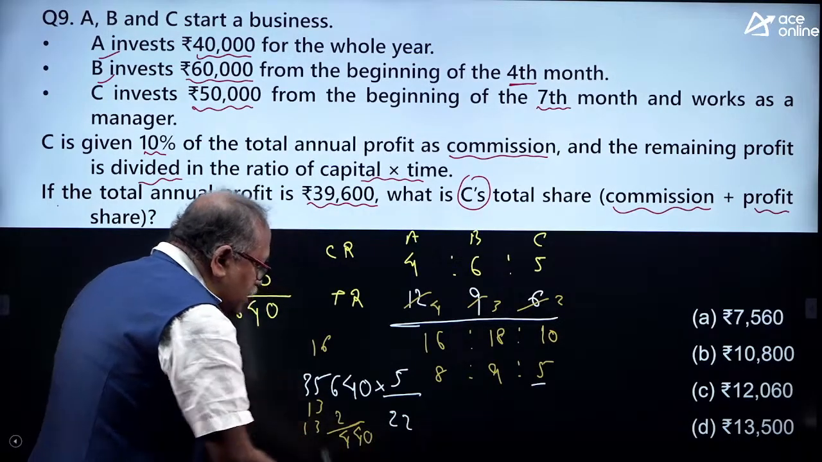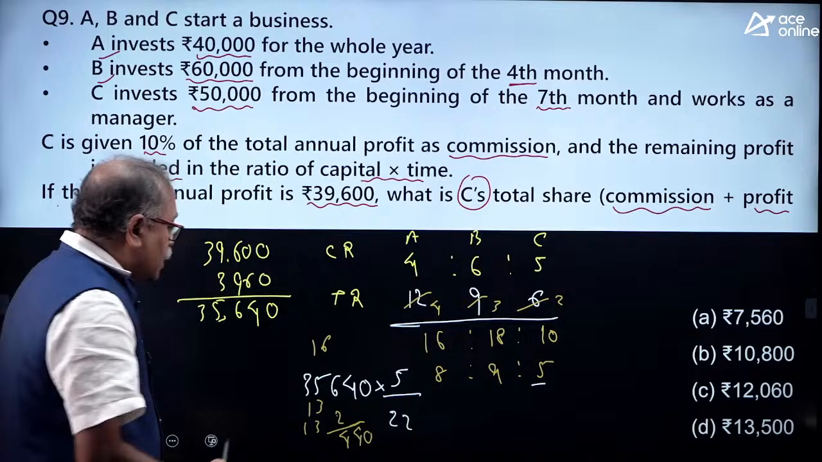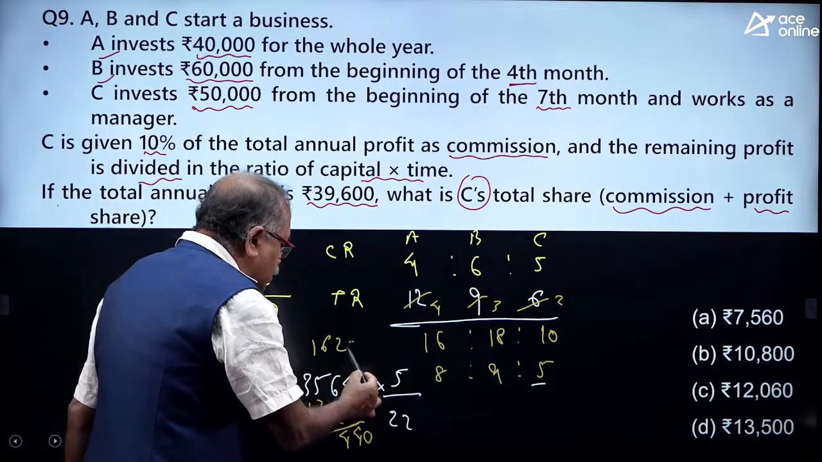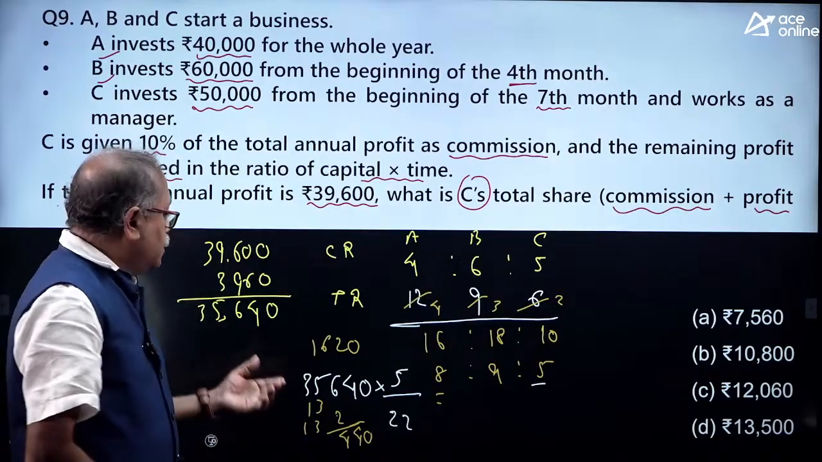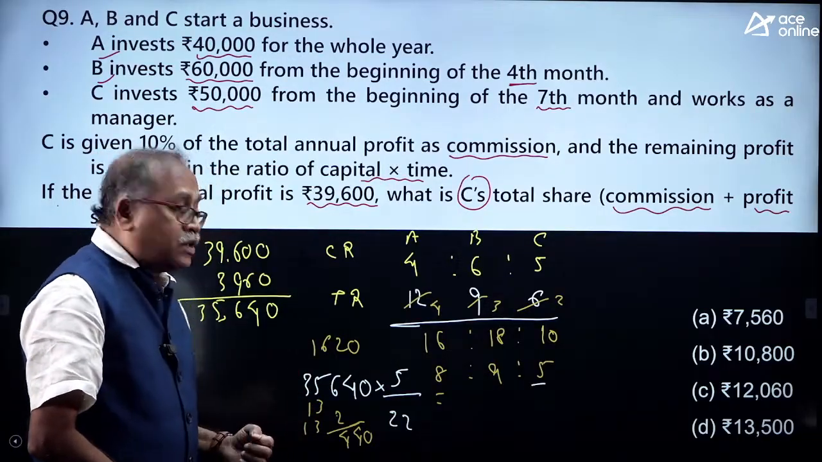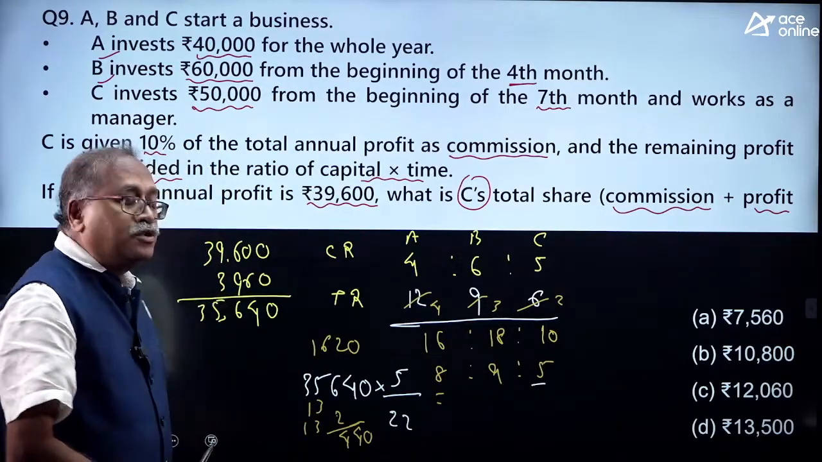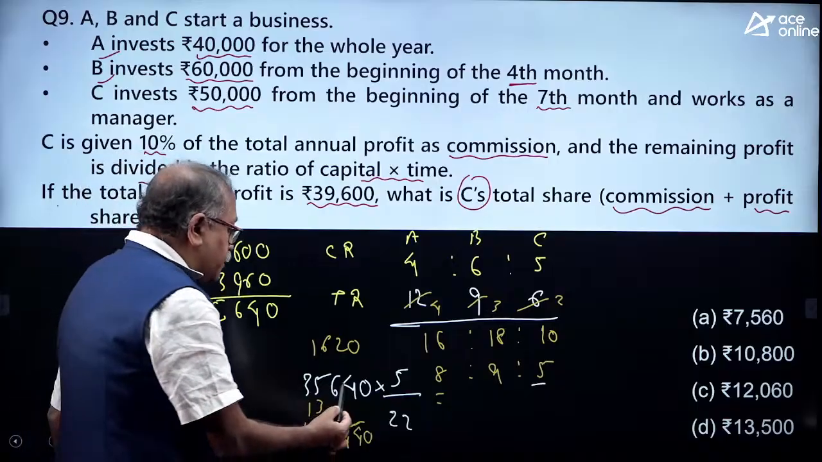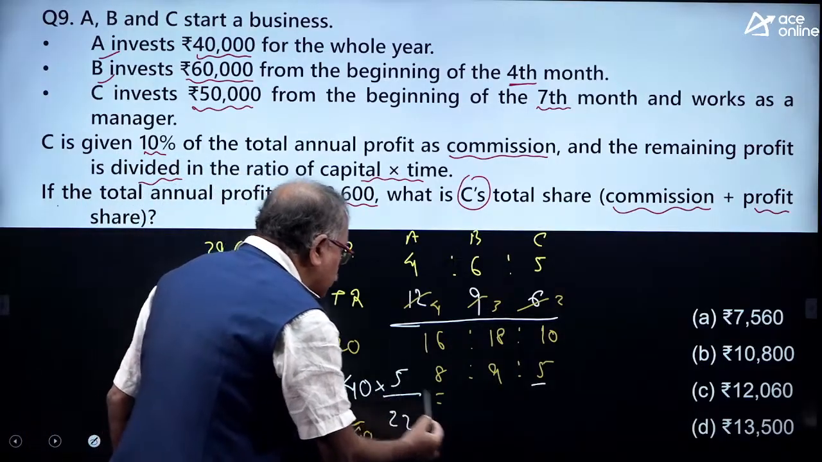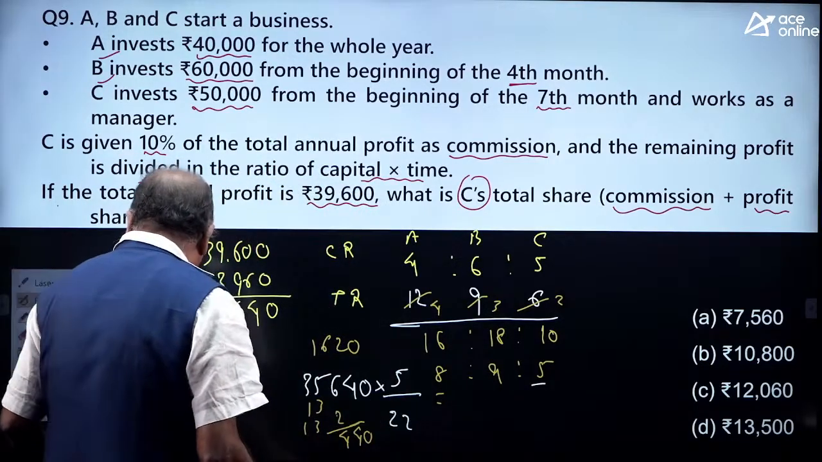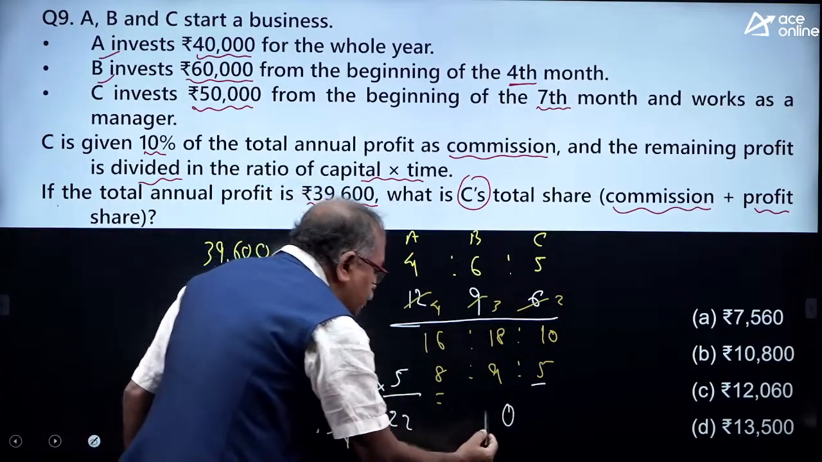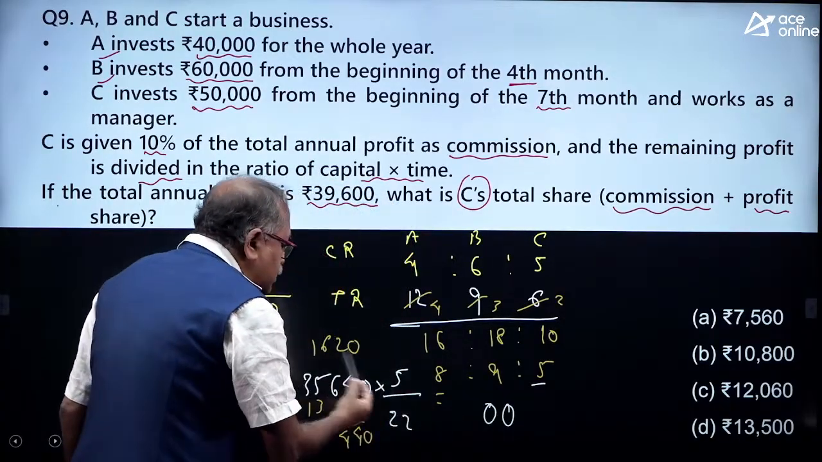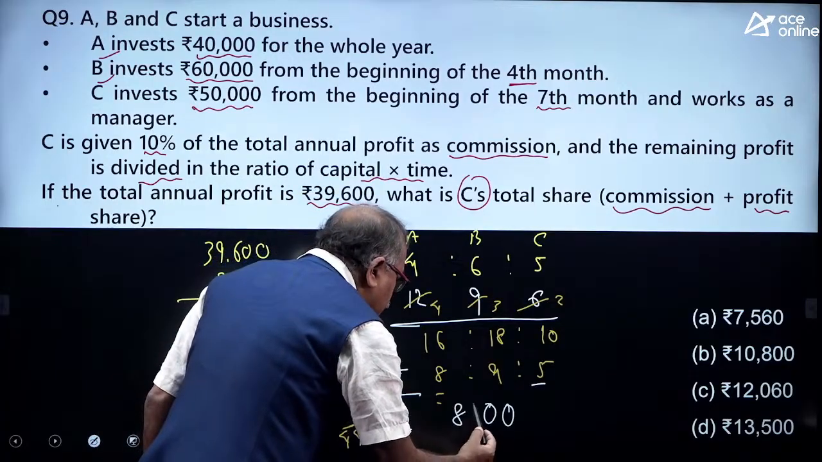So I noticed that it goes 20 times. So this is 20. When I multiply this by 5, I get the share of C, to which I need to add 3960. So here that's 0, and 5 times 2 is 10, carry 1, and 5 times 16 is 80 plus 1 is 81.